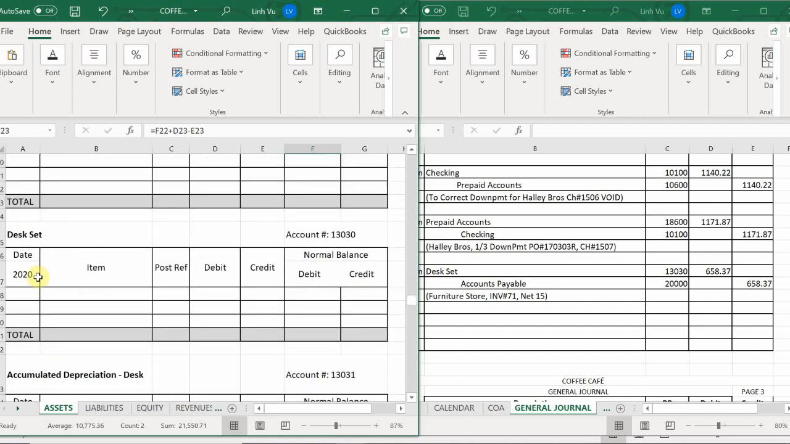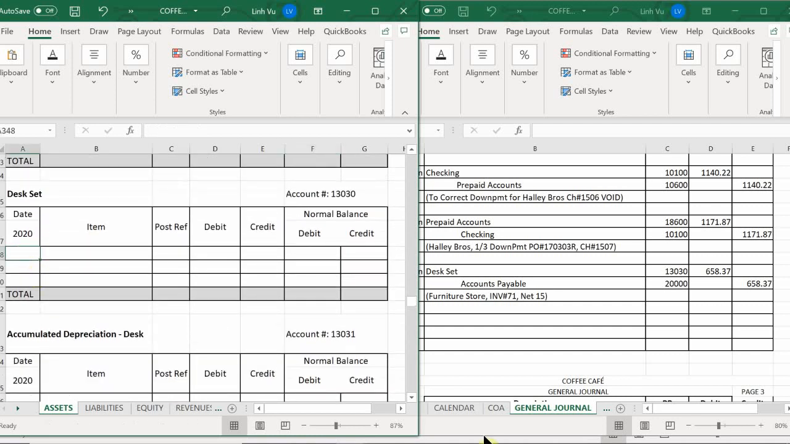There you go, desk set. That's it. We have an item number, 205421. It's up to you if you want to add that. It's not necessarily needed. That's just the store telling you that this is their item number.